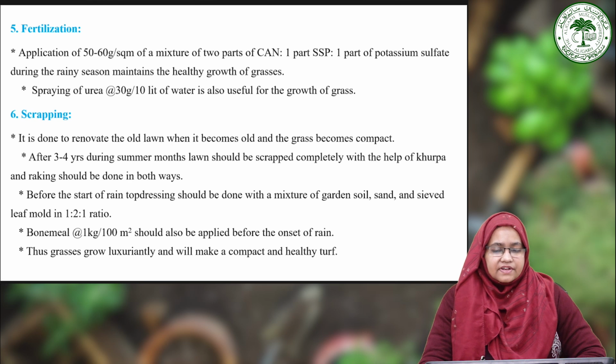Before the start of rainy season, top dressing should be applied with a mixture of garden soil, sand and sieved leaf mold in a ratio of 1:2:1. Bone meal should also be applied at the rate of 1 kg per 100 square meters before the onset of rain. These practices help grasses grow vigorously, resulting in a compact and healthy turf.